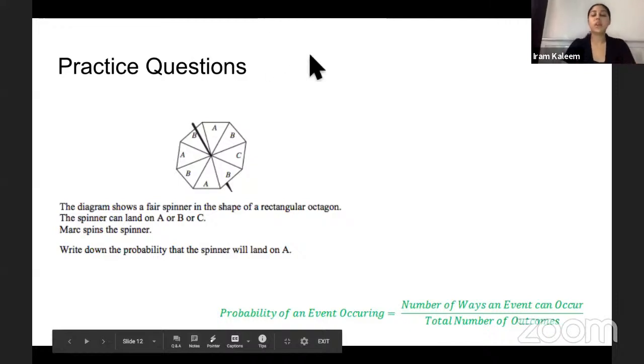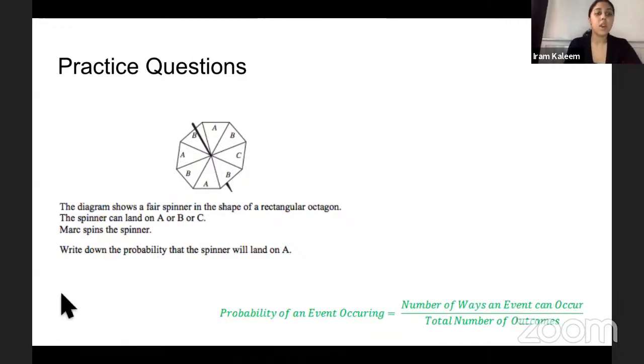All right, so let's start some practice questions. The diagram shows a fair spinner in the shape of a regular octagon. The spinner can land on A or B or C. Mark spins the spinner. Write down the probability that the spinner will land on A. So again, I'll give you a minute to have a go at this one and then we'll go through it. I've put a hint at the bottom, which is the key formula for writing down this probability.